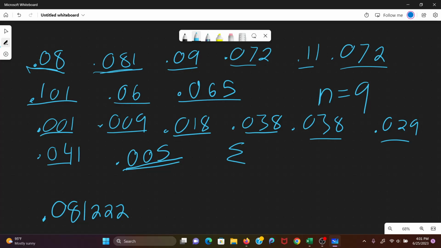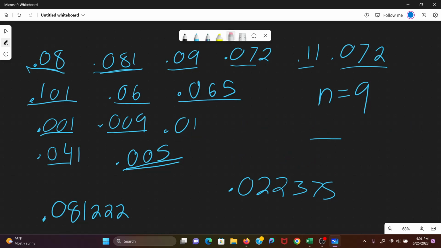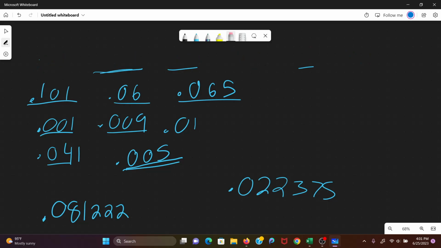When you're finding the difference, there's always going to be one less than the actual numbers. So the sum of these differences is 0.179, and then you're going to do 0.179 divided by 8, which is 0.022375. Yay. So now the last portion: we found the numerator, we found the denominator. What we want to do is divide the two.